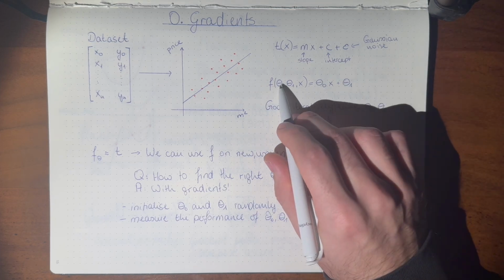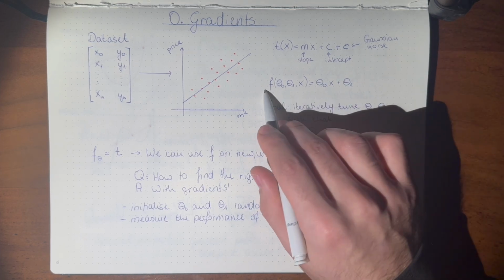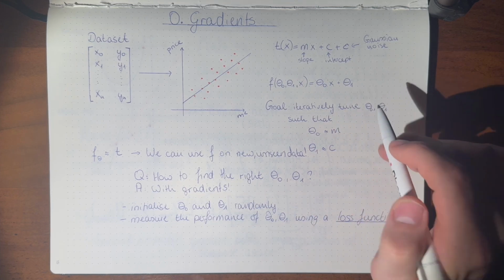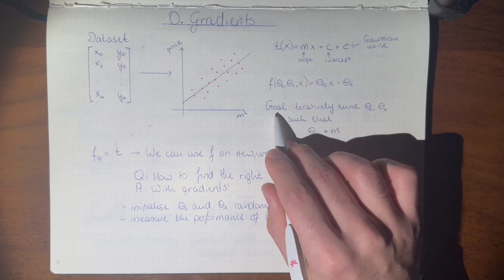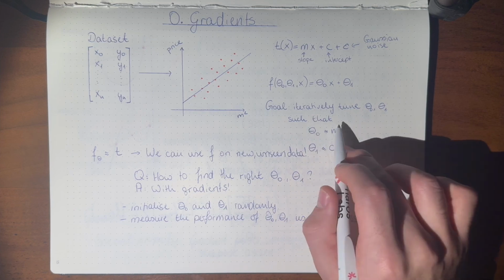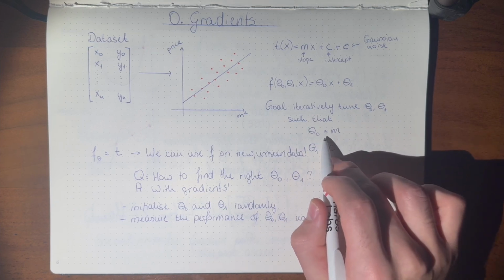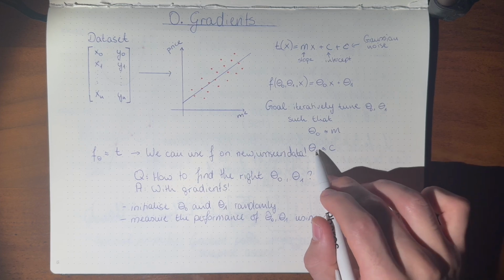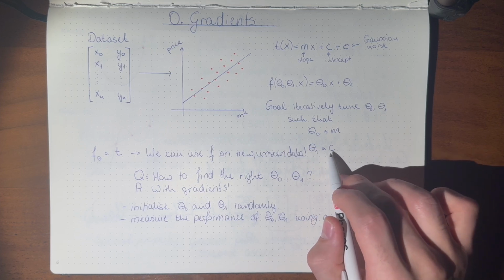So what we can do now is we can define our own model and say that our model has two parameters, theta 0 and theta 1. And we define our model as theta 0 times x plus theta 1. And our goal is to iteratively tune theta 0 and theta 1 such that theta 0 is equal to or close to the true value of m, and theta 1 is close to the true value of c.